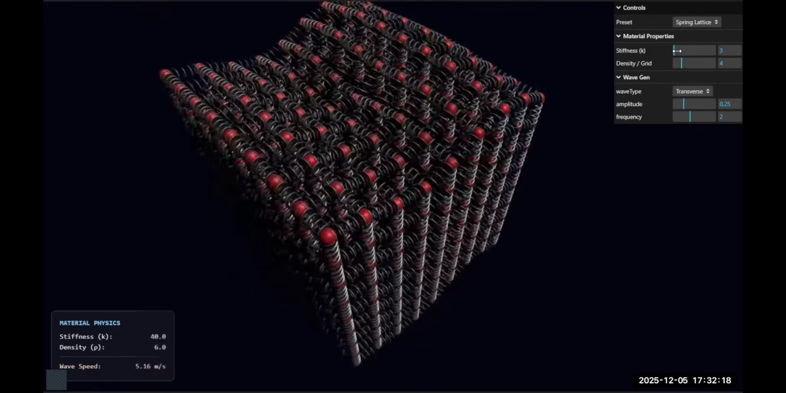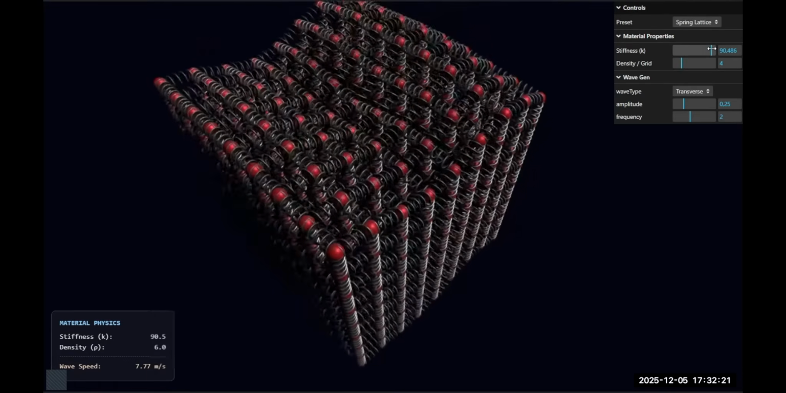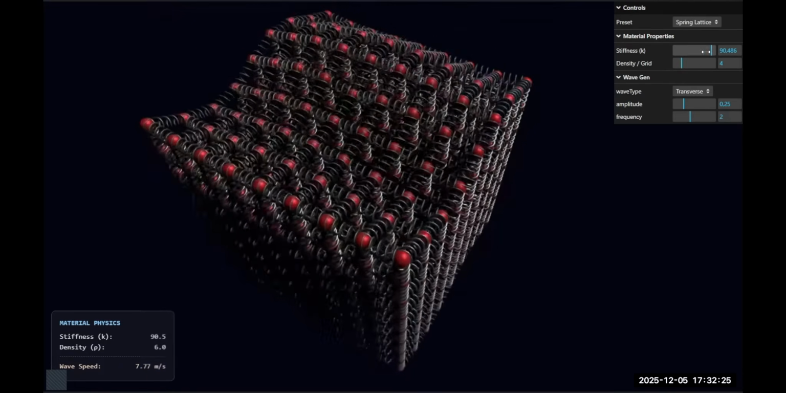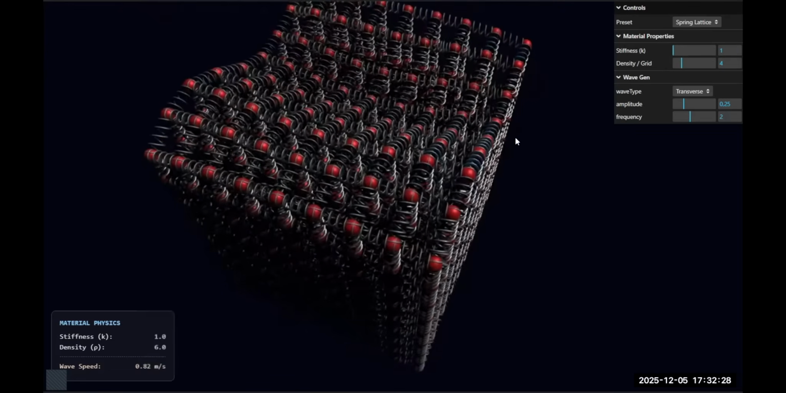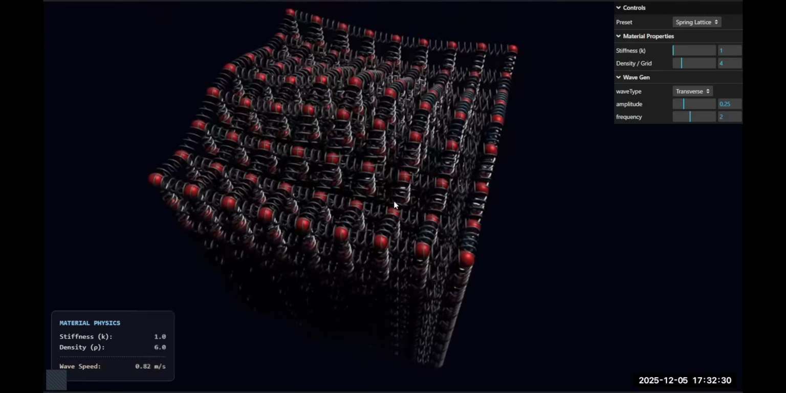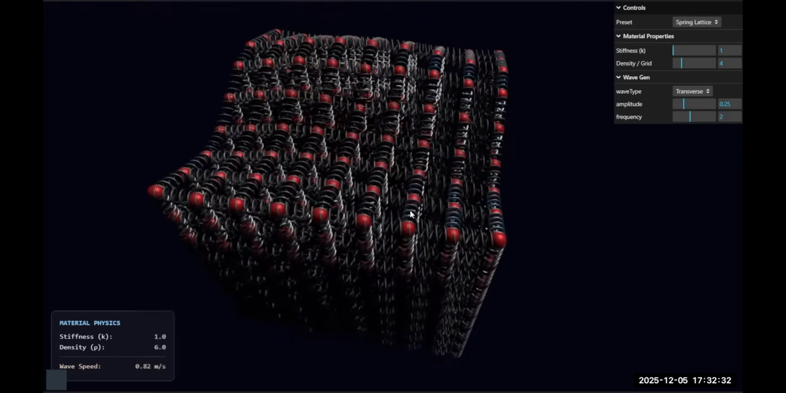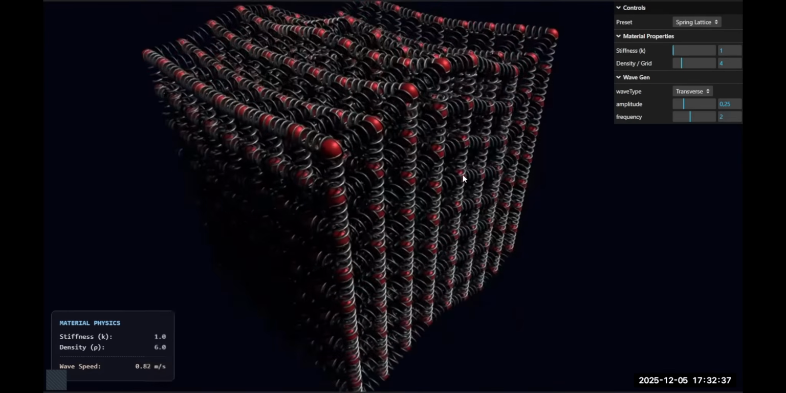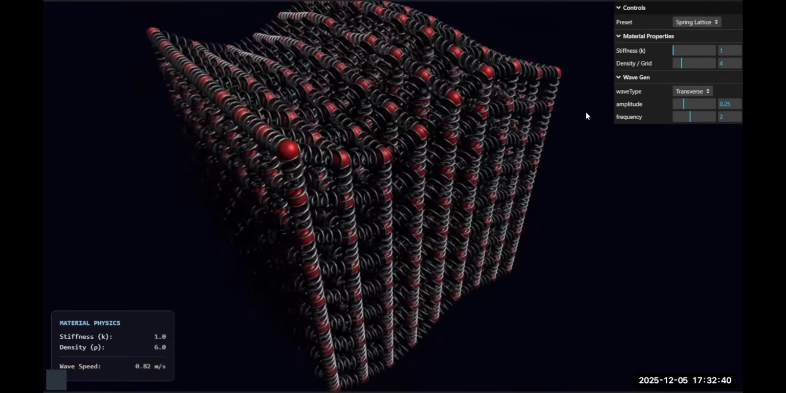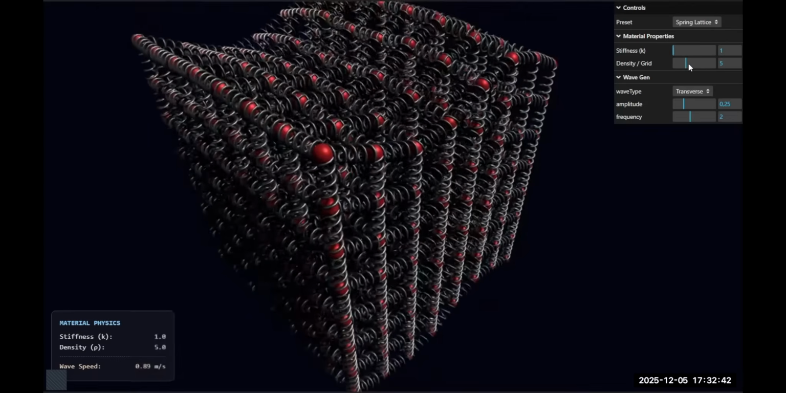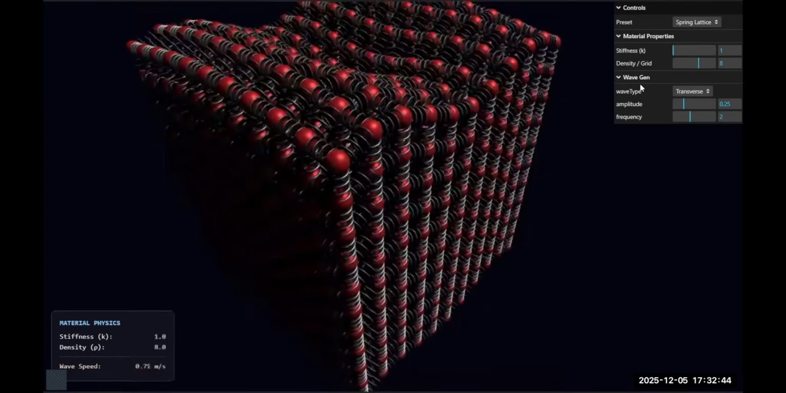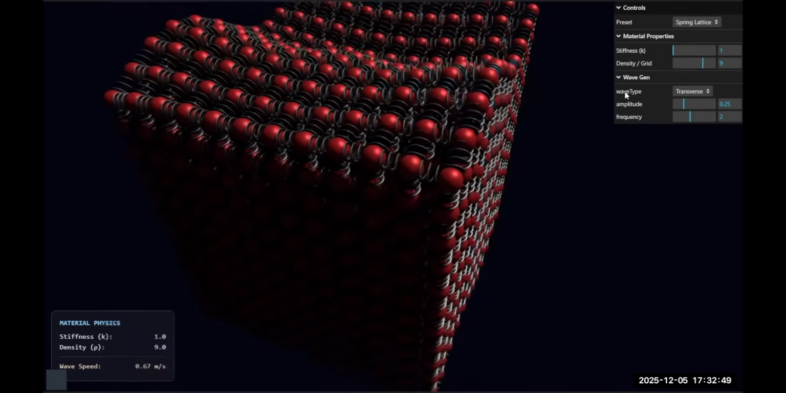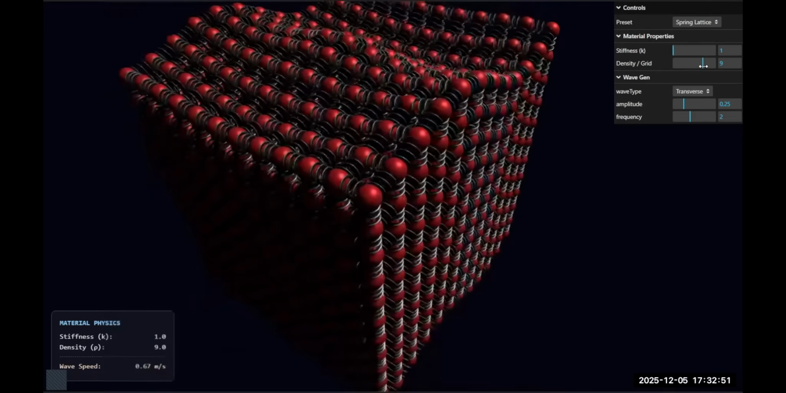So for instance, if I make it stiffer, if I make it a lot stiffer, it will be able to transfer the wave, it will travel much faster than if I make it kind of floppy. Now I've made it really floppy, basically. The spring is like an old spring, it doesn't work well anymore, so it slows down. And also the density. Imagine if I make this much denser, you can see the heaviness of this now, right? It gets really slow. I think it just looks cool.